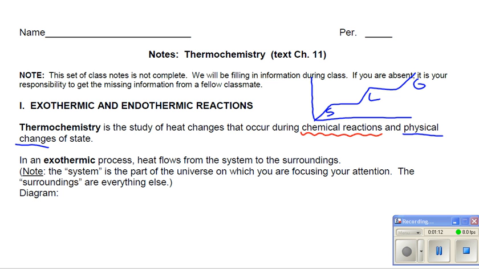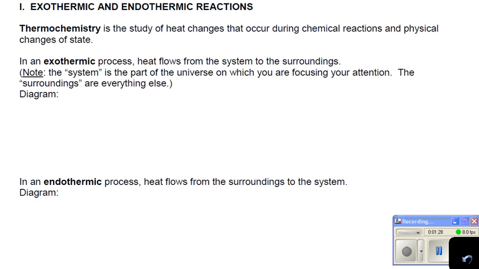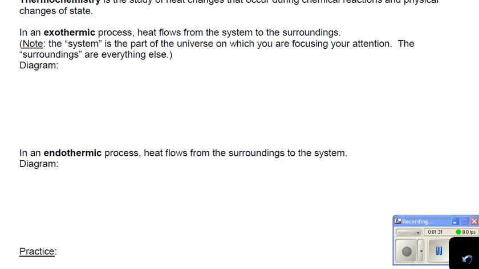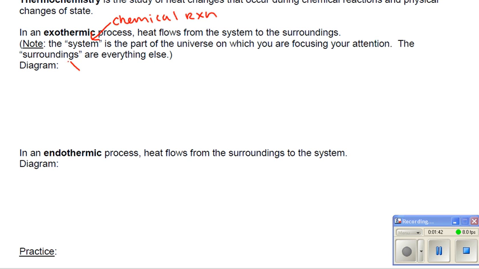It says, in an exothermic process, heat flows from the system to the surroundings. Know that the system is the part of the universe on which you're focusing your attention. The surroundings are everything else. Since we're talking about chemical reactions, in an exothermic process, the system will be the chemical reaction itself, and the surroundings will be everything else, like its container or the air around it.